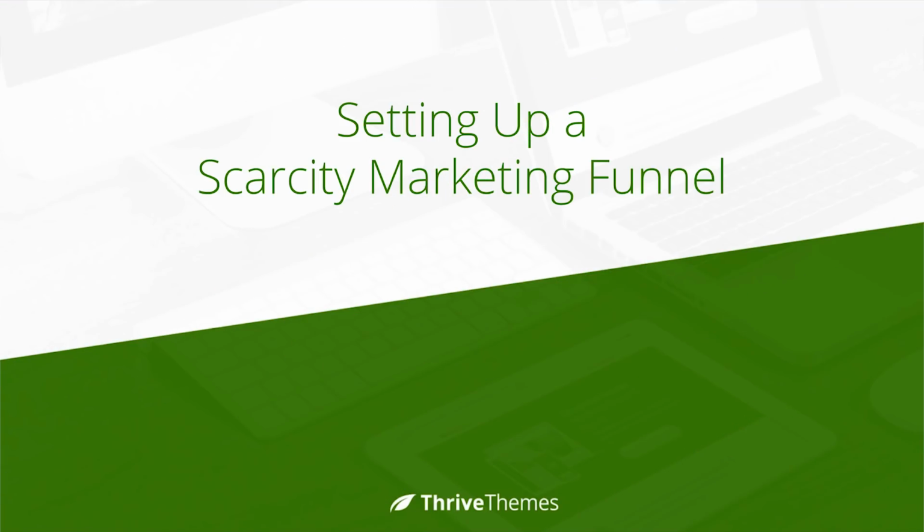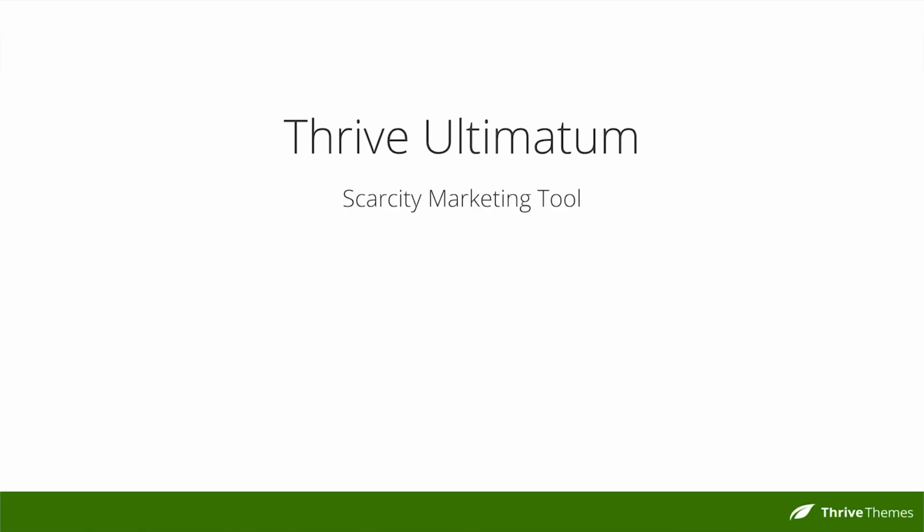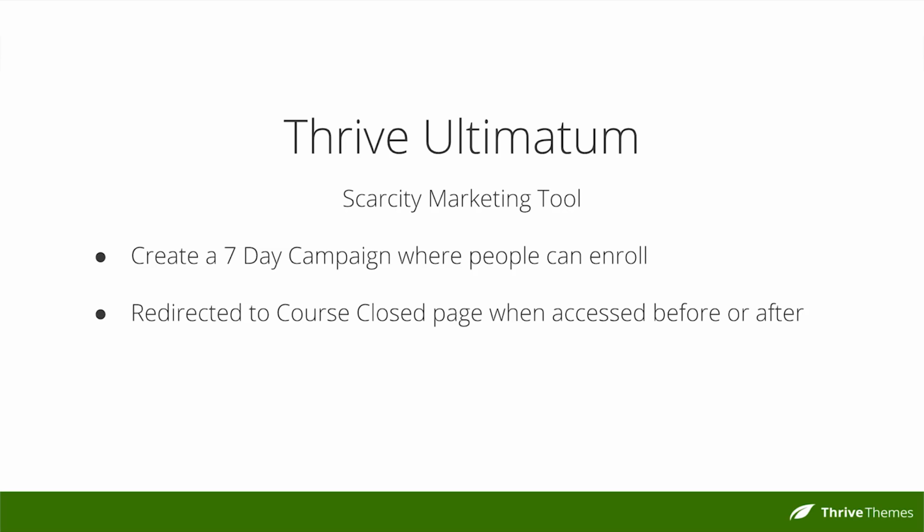Now that all your sales pages are set up within WordPress, we have more control over your customer's experience. This also means that we can set up a scarcity marketing funnel using Thrive Ultimatum. Thrive Ultimatum is our scarcity marketing tool, which allows you to create campaigns where people can only access your sales page on certain days. So let's say you're going to create a 7-day campaign where people can purchase your online course. If they try to access the sales page before that, they'll be redirected to a course closed page. And if they try to access it afterwards, they'll be redirected to that same page. It's only during those 7 days that they're actually able to purchase your course.